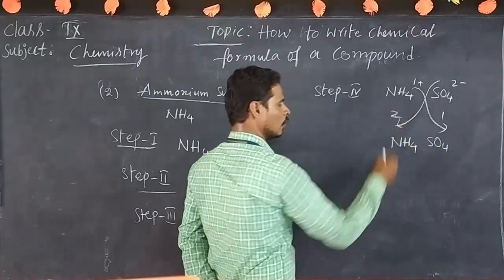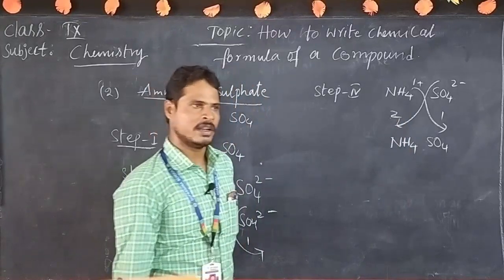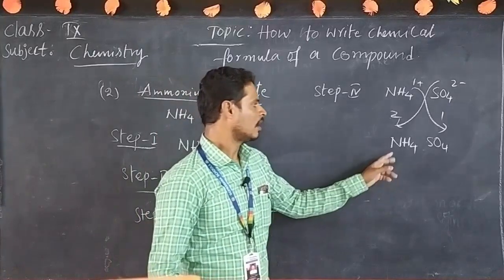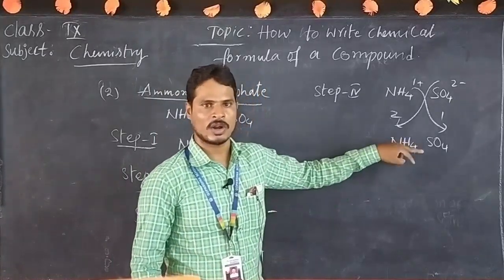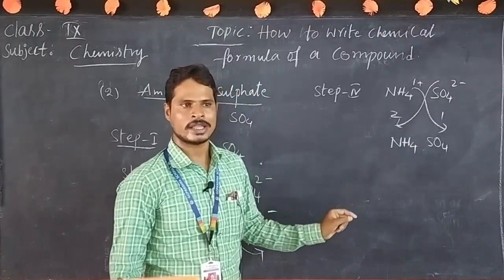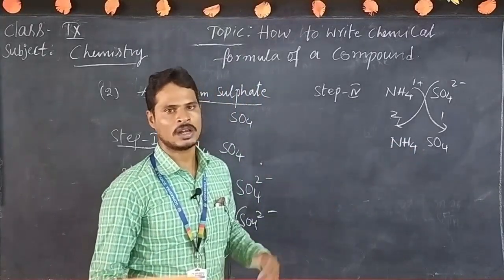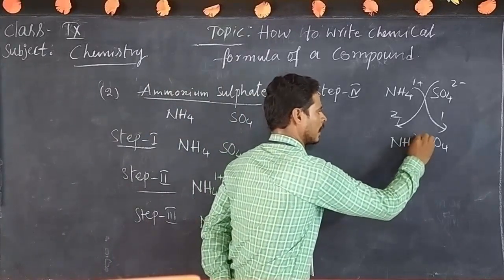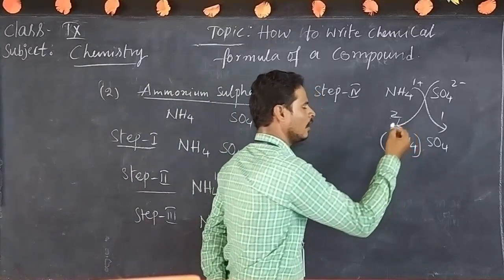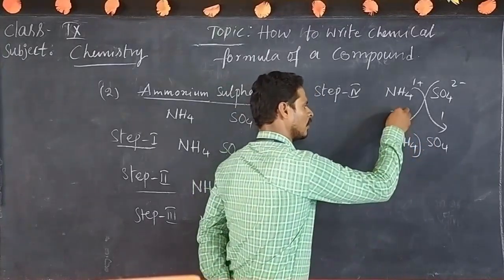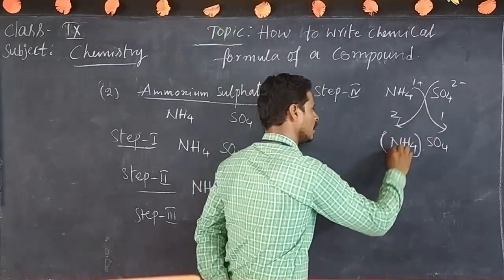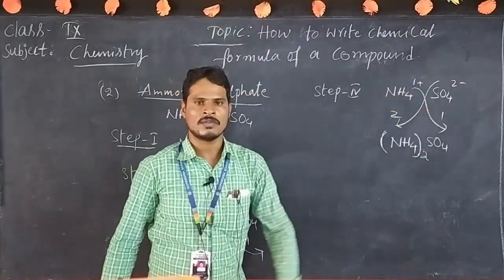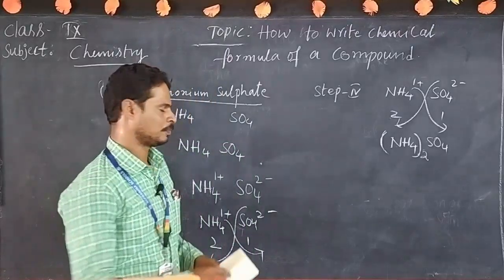Now here how much charge is there? 2. But I already said, if an anion or cation contains a group of atoms with more than one valency, enclose it in a bracket, then write the valency of the cation or anion. So here this is the cation. It contains a group of atoms, nitrogen and hydrogen. It has more than one valency. That's why we enclose it in the bracket, then write the valency number. This is the formula of ammonium sulfate.